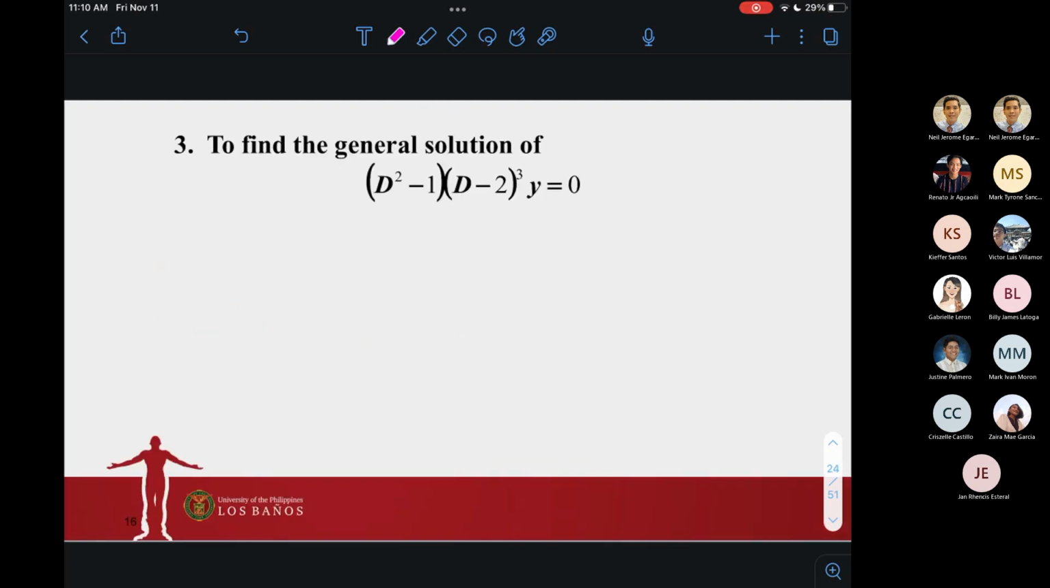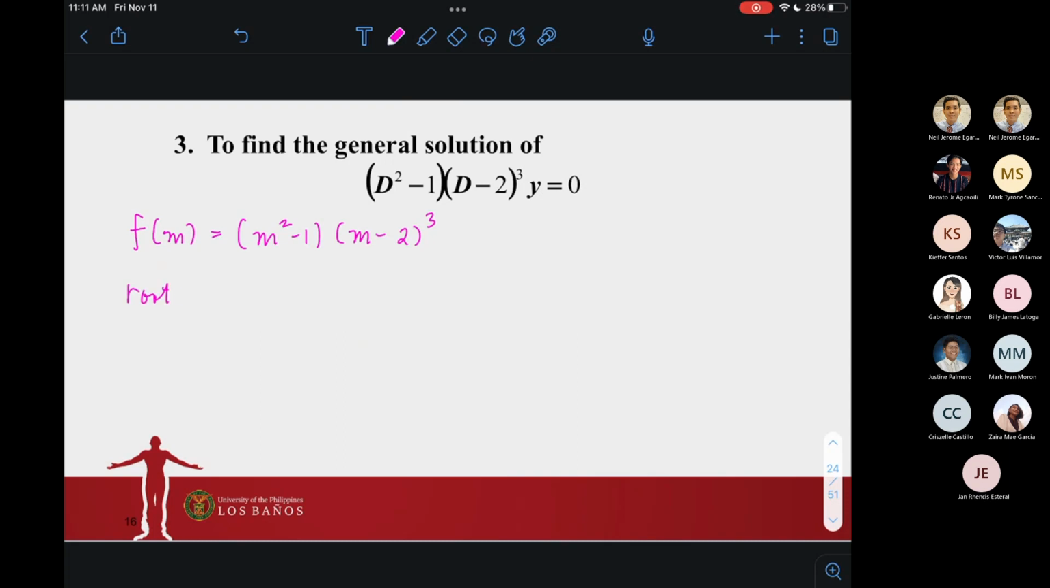Halimbawa, sa example number 3, ito na. D squared minus 1 at saka D minus 2 quantity cubed. So ang auxiliary polynomial natin dito, which luckily is in factored form na kagad, ay m squared minus 1 times m minus 2 cubed. So ito ay what? This is quintic, so degree 5 ito. So meron tayong at most 5 complex roots, or exactly 5 complex roots up to multiplicity. Pag in-equate mo to kay 0, makukuha mo yung roots.